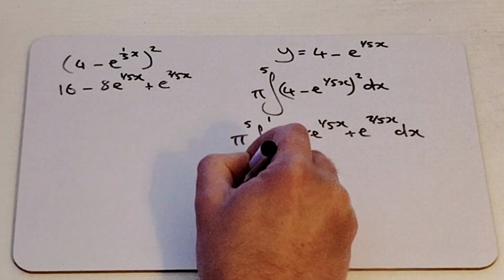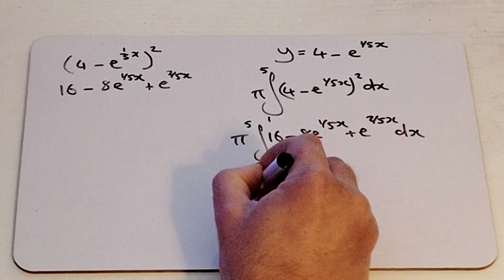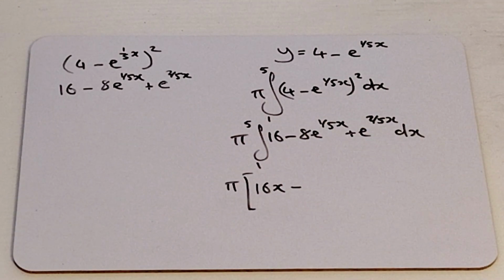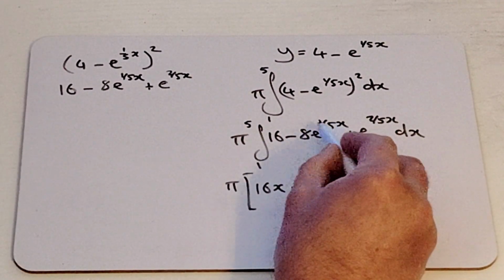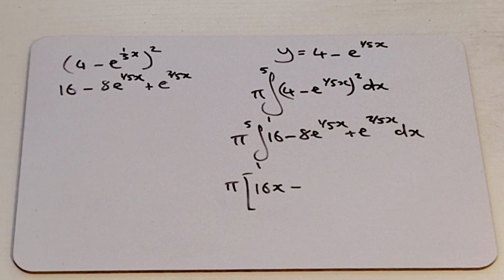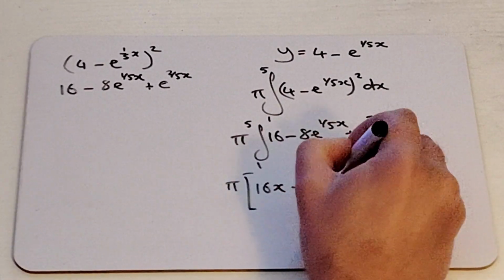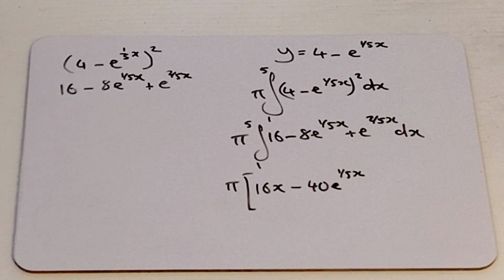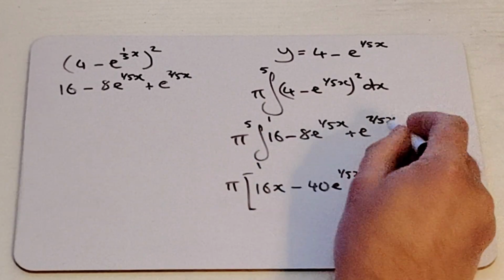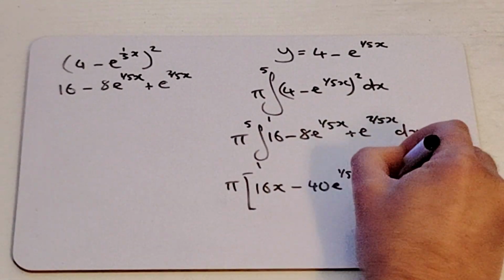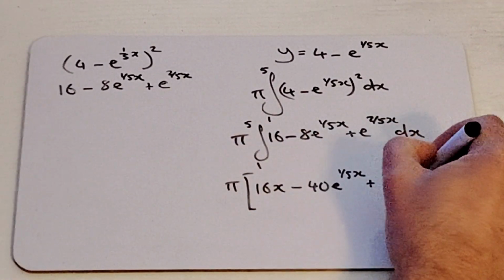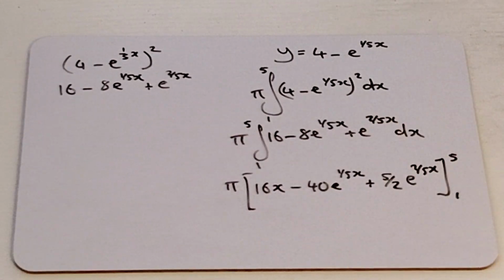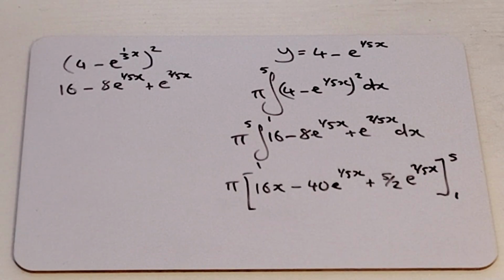Term by term, in our square brackets, 16 becomes 16x, and subtract. Now we divide by 1/5, so it's 8 over 1/5, which is effectively 5 times 8, so it's 40 e to the 1/5 x. Remember, the power in the exponential doesn't change. Then we divide through by 2/5, or effectively multiply by 5 over 2, again e to the 2/5 x, our power not changing, between our two limits, 1 and 5. So all we have to do now is put our values in.